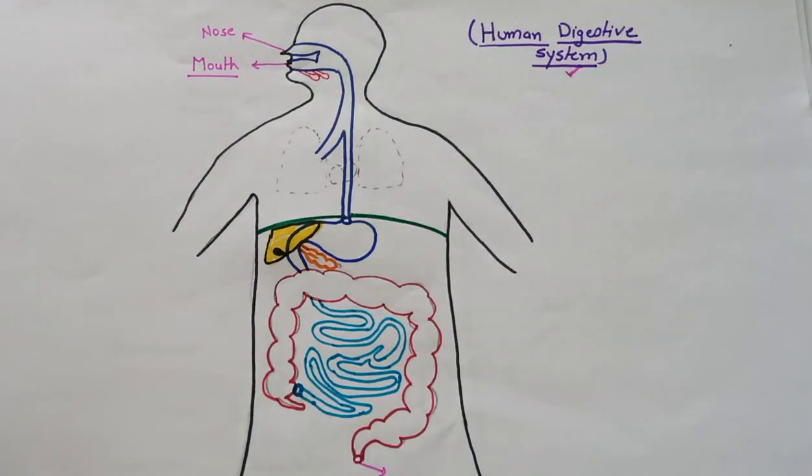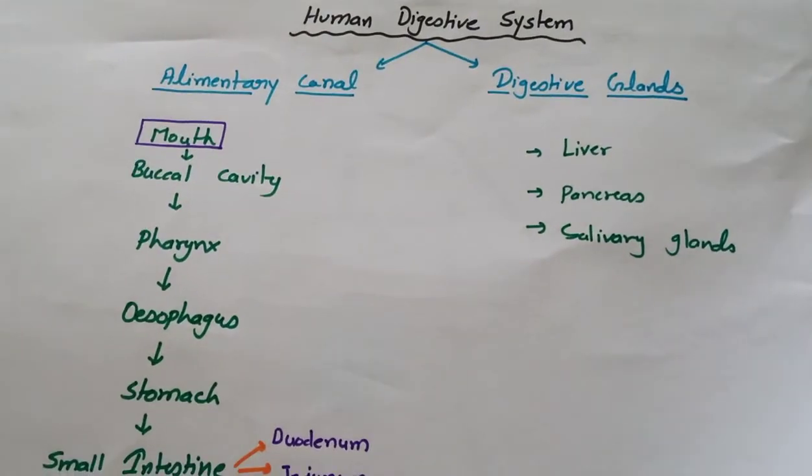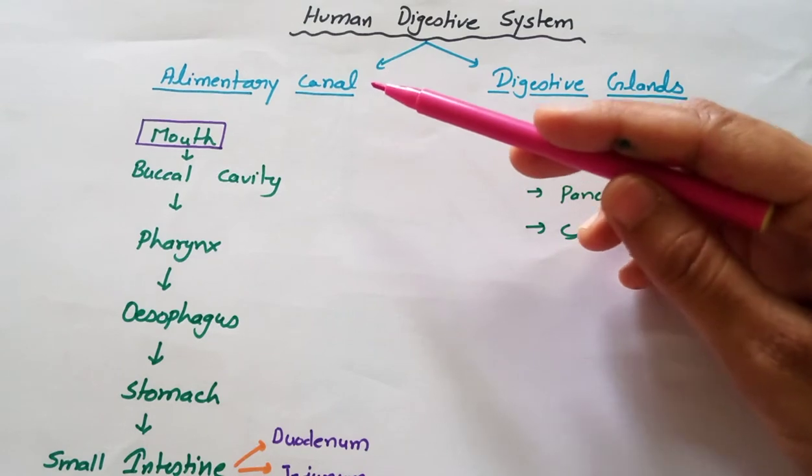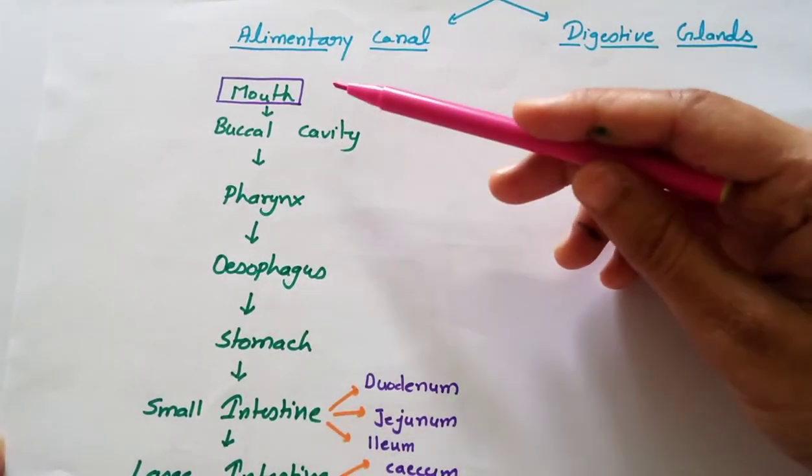So the digestive system has two parts. First is the alimentary canal, second is the digestive gland. The alimentary canal is also called the food pipe. In the alimentary canal there are eight parts.